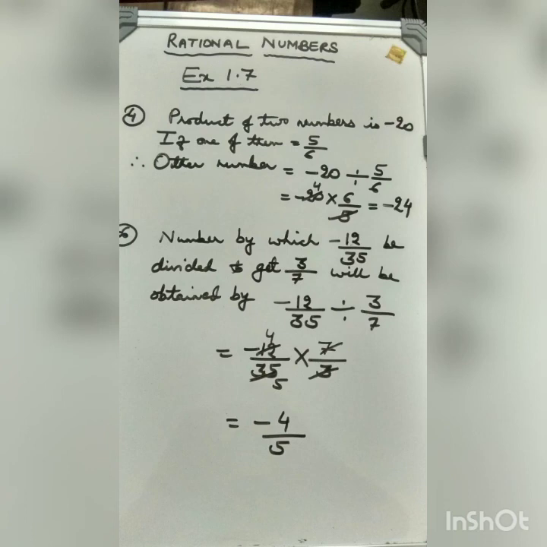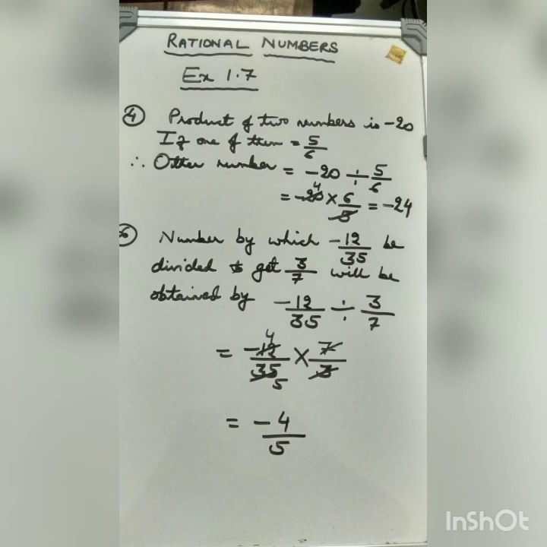You can always verify your answer mentally at least. If you are not able to do it mentally, you can do it in rough column also if you have little time. Now comes question number 6. Now in this question, the question says number by which minus 12 by 35 be divided to get 3 by 7. Now you have to find that number. Now in order to find out that number, you are required to divide minus 12 by 35 divided by 3 by 7, because you will be dividing, then only you will be getting the required number, and hence change that division to multiplication and take the reciprocal.